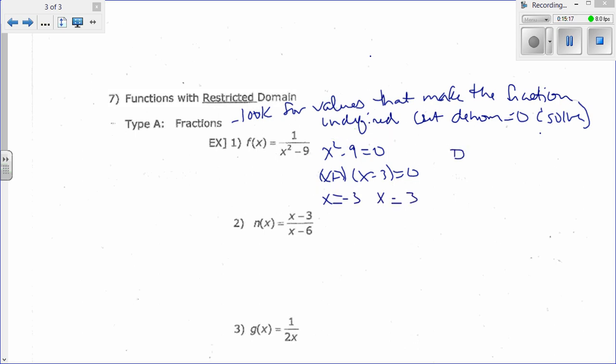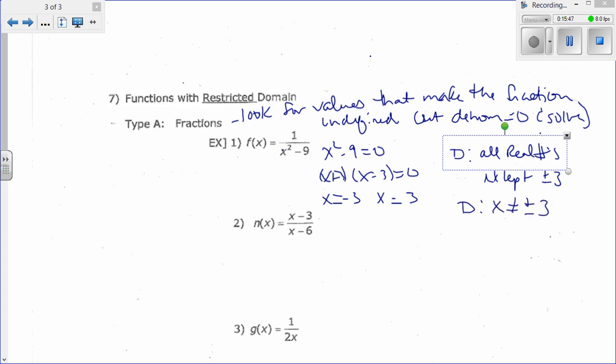So my domain is all real numbers except plus or minus 3. Negative 3 will make that 0. Positive 3 will make that 0. So that means I can have every other value except for those two for my domain. Another way to write that is x cannot be equal to plus or minus 3.